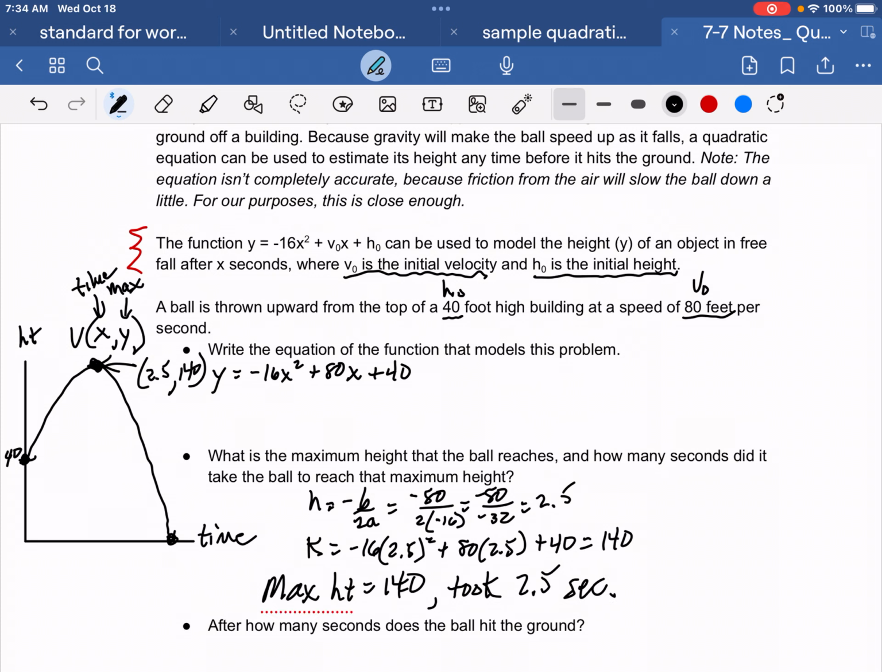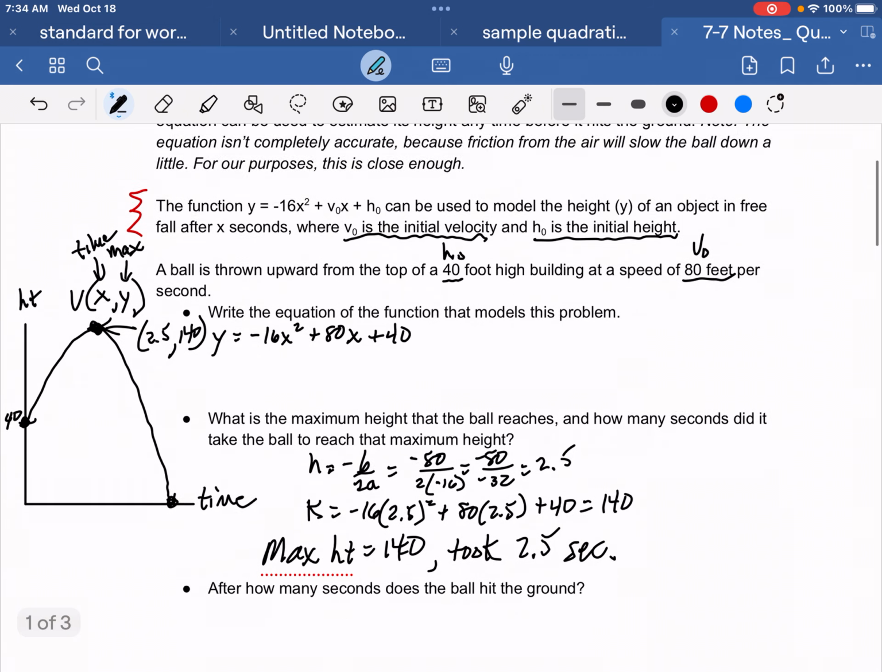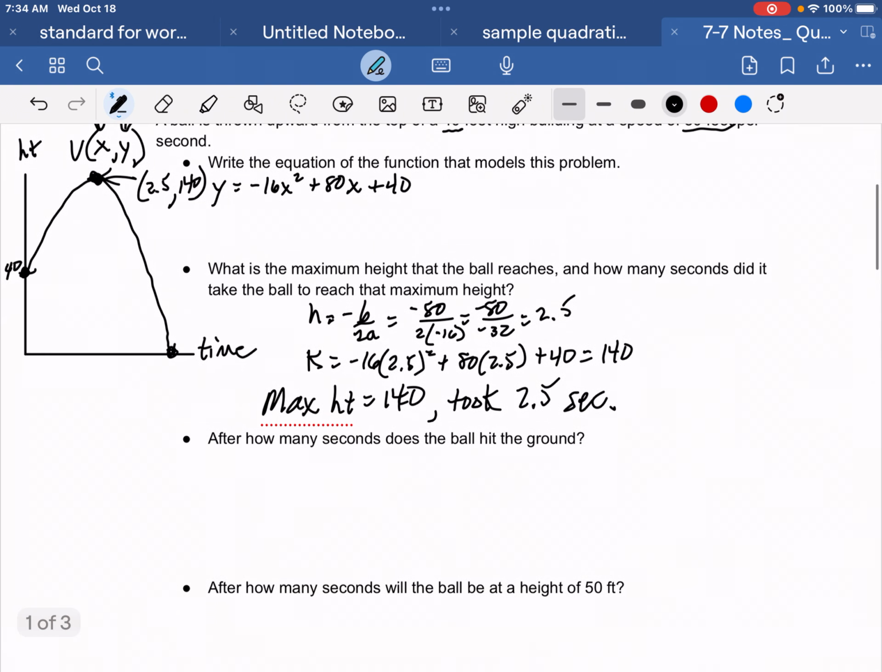Okay, the next question is, how many seconds does it take for the ball to hit the ground? So they're asking us to find this point where the ball hits the ground. Well, that's an x-intercept. So we're being asked to find this x-intercept. How do we find x-intercepts? We let y equal 0. So 0 equals negative 16x squared plus 80x plus 40.